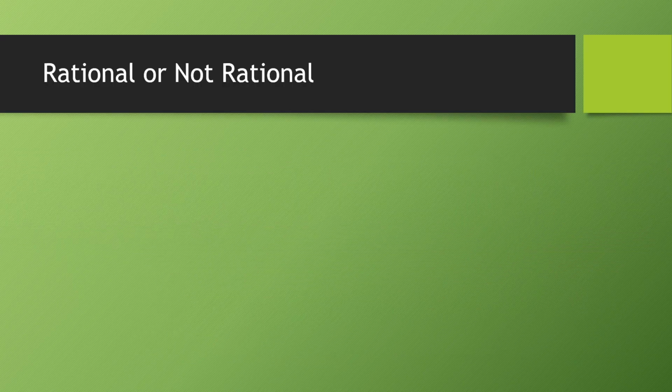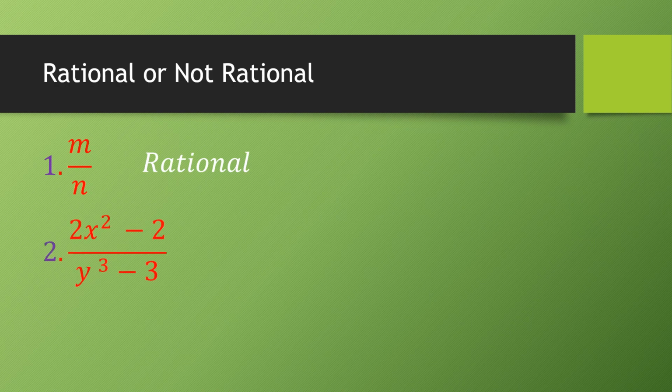Let us determine if the following given is a rational or not rational algebraic expressions. Number 1, M is a polynomial, N is also a polynomial and not equal to 0. That means that number 1 is a rational algebraic expression.